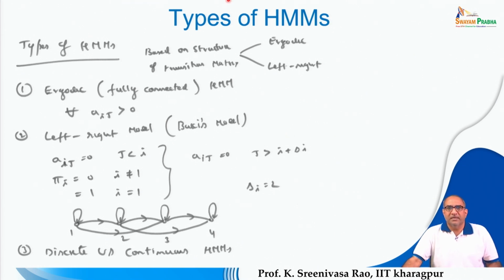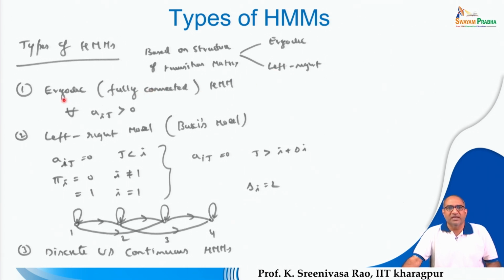Then coming to the types of HMMs. Depending upon the structure of the state transition matrix, HMMs can be broadly categorized into ergodic and left-right HMMs. In ergodic HMMs, which are what we have considered so far, if there are n states and the entire state transition matrix contains all non-zero values, then from any state there is a certain probability of reaching any other state. That is known as an ergodic HMM, and the other one is the left-right HMM.